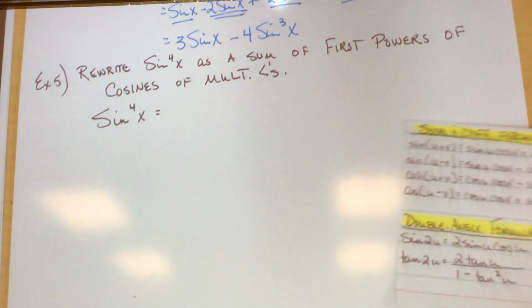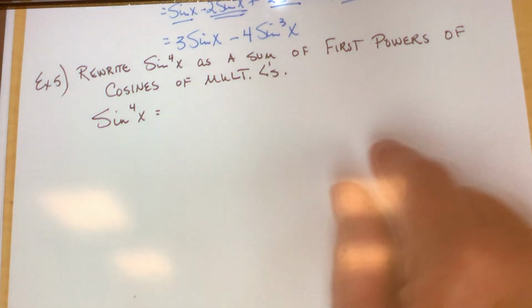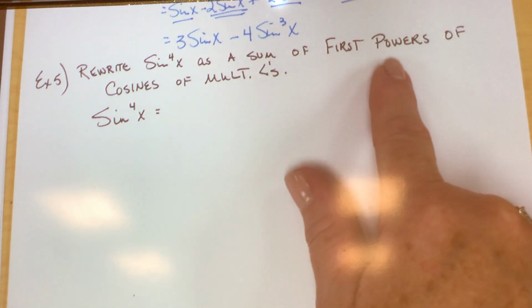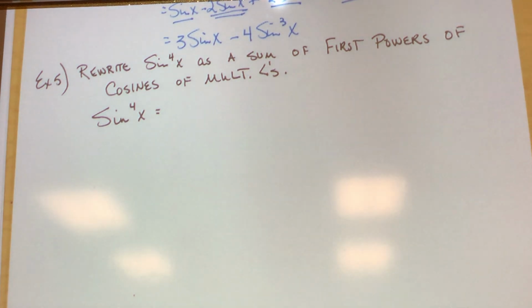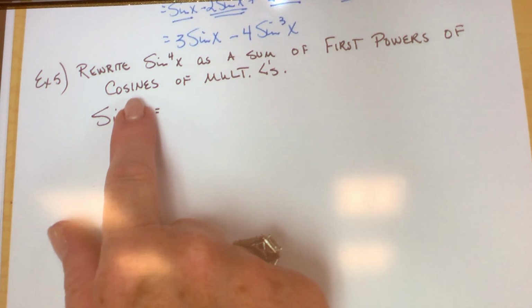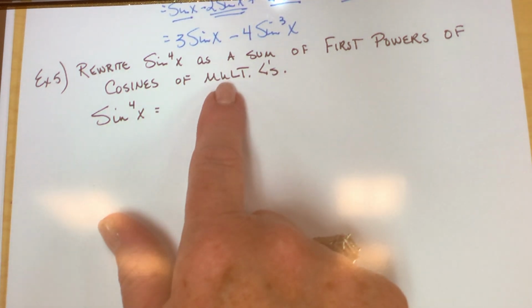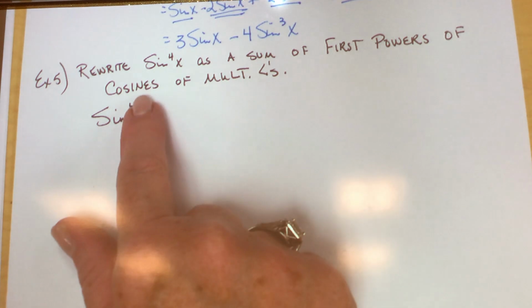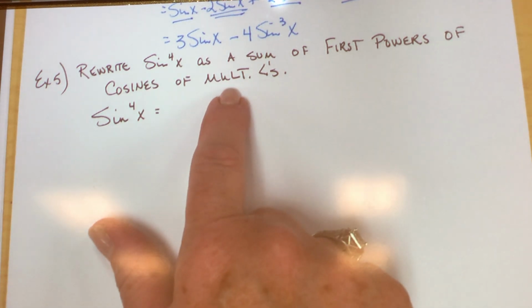All right, so here's what we got. First of all, can I have any squares or cubes or 4th degrees? No, he says first powers is all I can have, okay? What's the only trig function I can have? Cosine. He didn't say any other trig functions. But I can have multiple angles. He just says I want first powers, I can only have cosines, and I can have multiple angles.